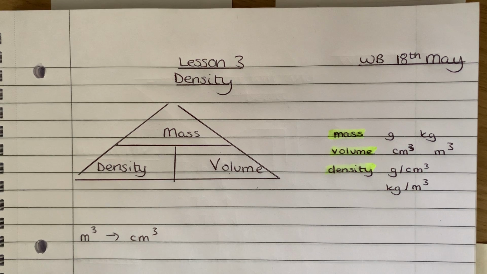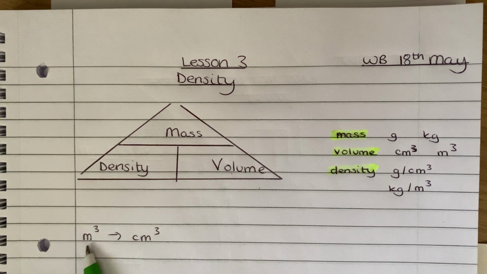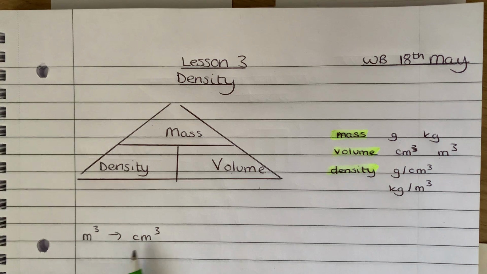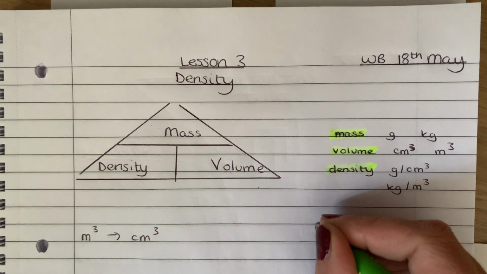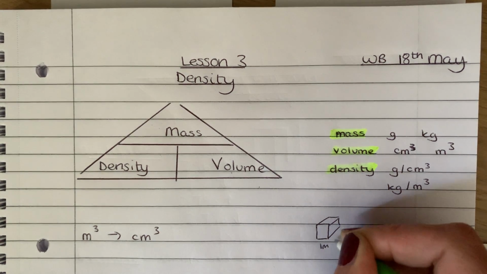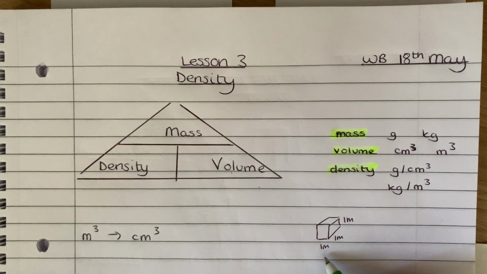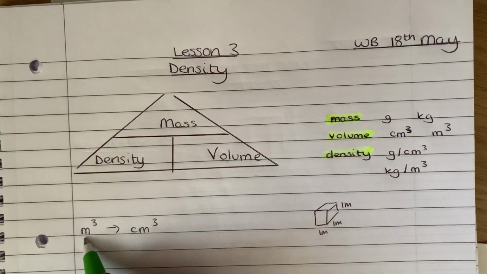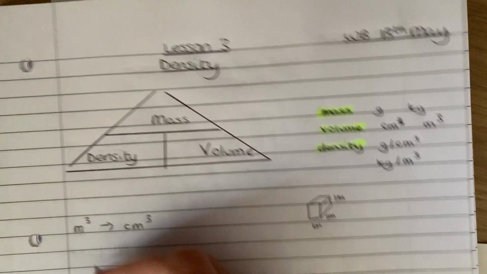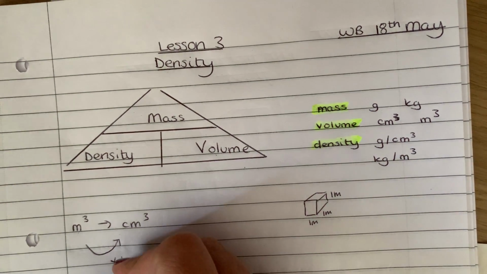The most common mistake that people make is being able to convert metre cubes to centimetre cubes. People want to say, don't worry, miss, it's just times by 100, but it's not. If you think of a metre cube, there's my metre, 1 metre by 1 metre by 1 metre. How many little tiny centimetre cubes would fit in that? It would be 100 by 100 by 100. So to get from metre cubes to centimetre cubes, you've got to multiply by 100 times 100 times 100, which is 1,000,000.